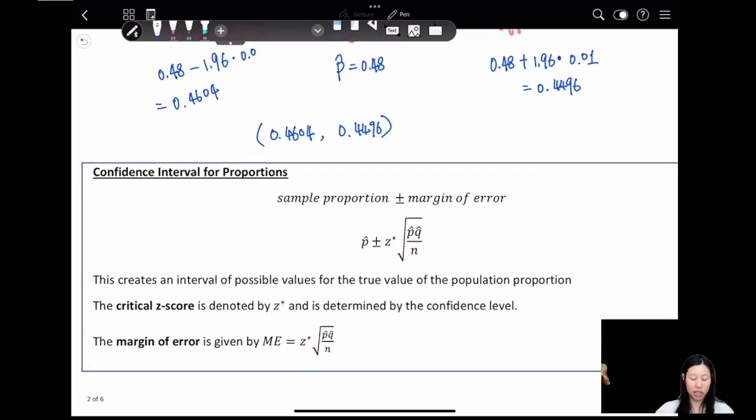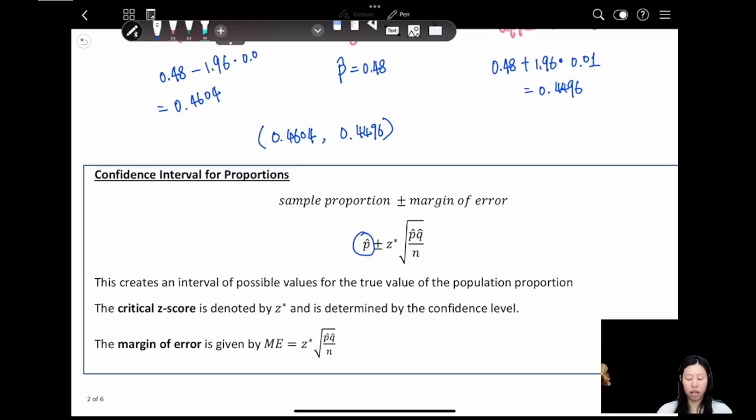So here is some property. The confidence interval for proportion. We need to use a sample proportion, which is our p hat, plus or minus the z-score. The z-score, we need to find it later. And then times the standard deviation of the proportion, sigma p hat. This part is the z-score. I'll teach you how to find it later. So this creates an interval of possible values for the true value of the proportion.